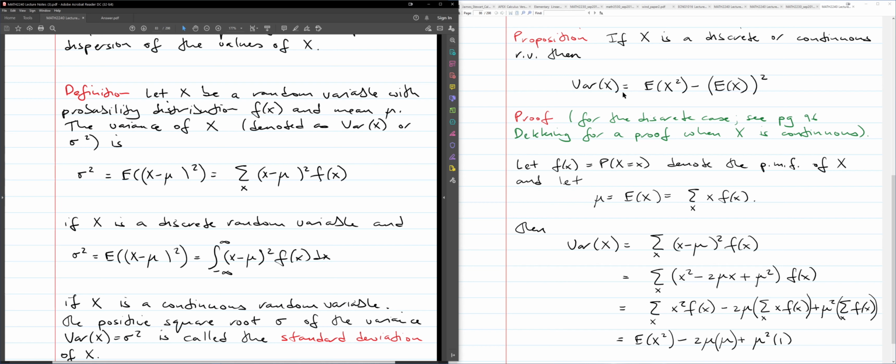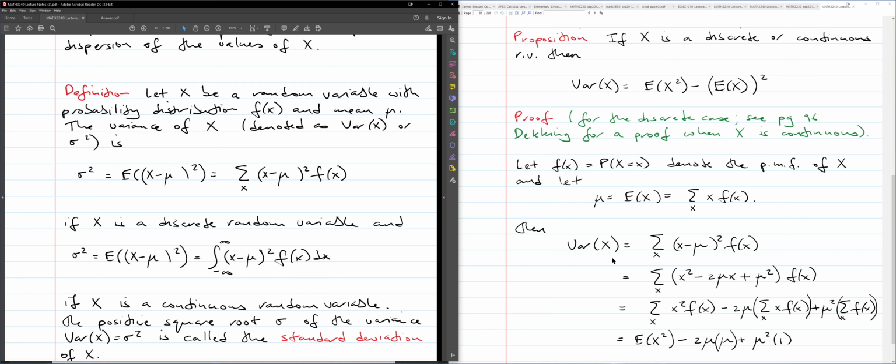Right, so let's see how this formula works. Let's get an idea of what the proof of it is. This is the proof in the discrete case. You can take a look at the textbook if you want the proof in the continuous case. We're going to call the PMF of the discrete random variable f of x. And the expected value of x, which is the typical definition, we're going to denote as mu.